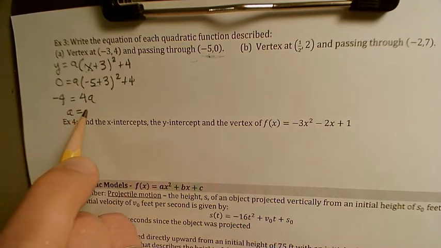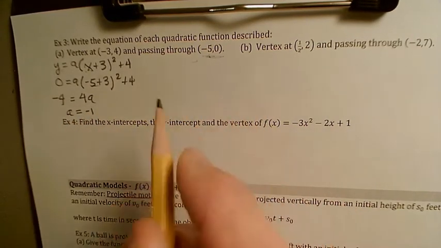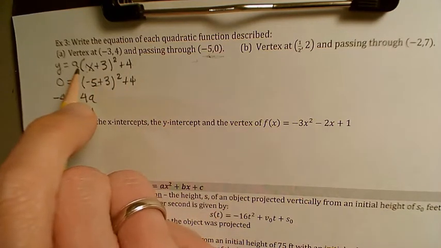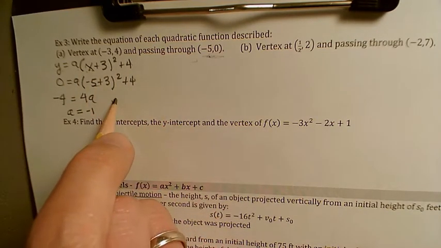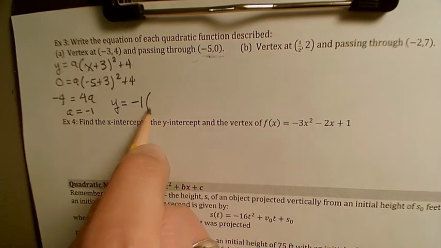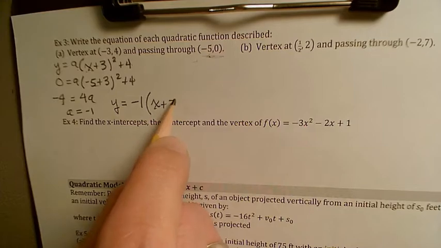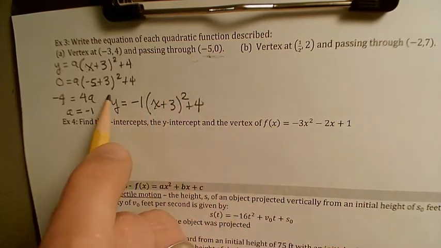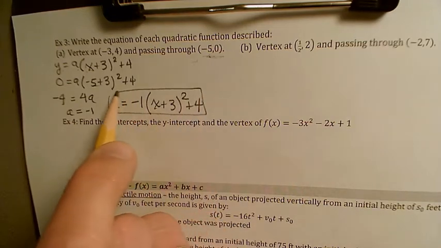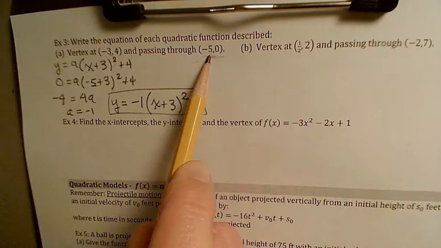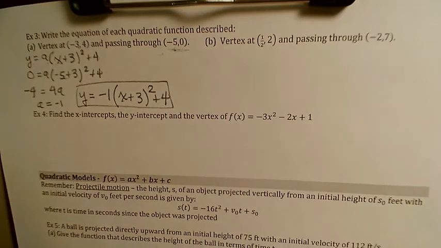A should equal negative 1. So now let's rewrite the equation we had started here. Now we can substitute back in your a, and so y is equal to negative 1 times (x plus 3) quantity squared plus 4. Okay, so this is our equation of the line that has this as a vertex and passes through that point. So similar thing for b.